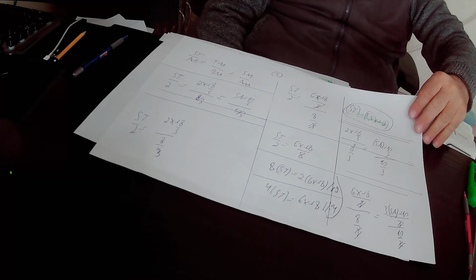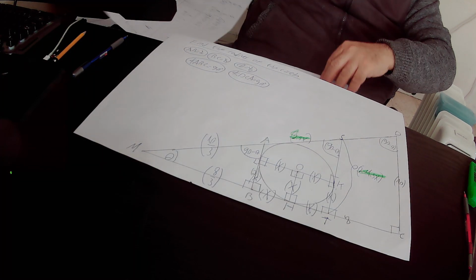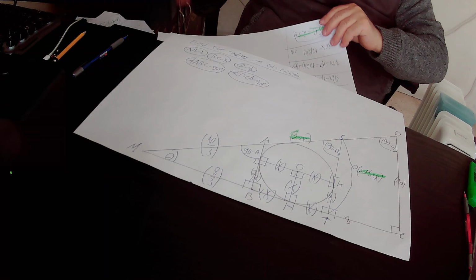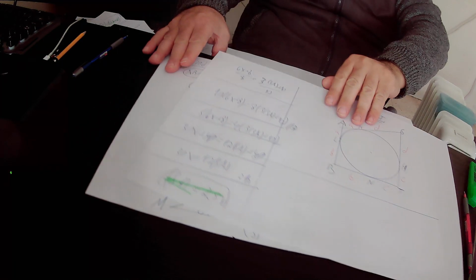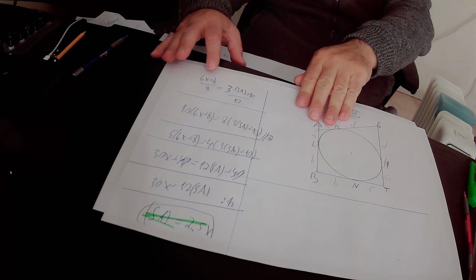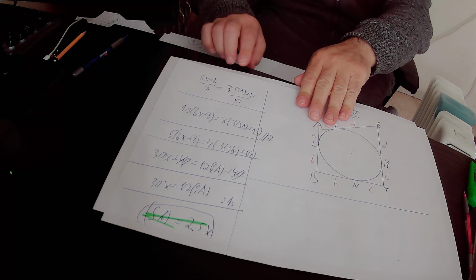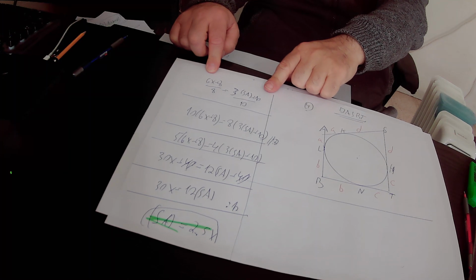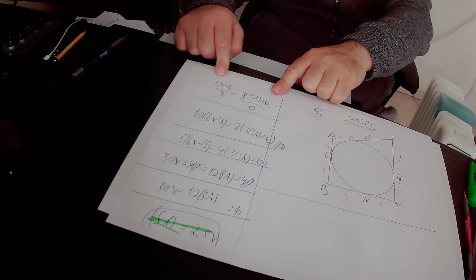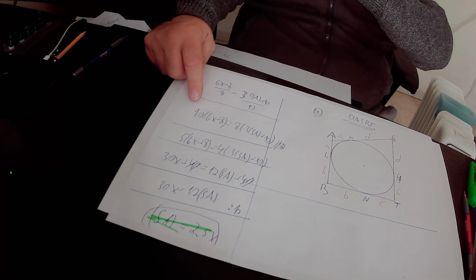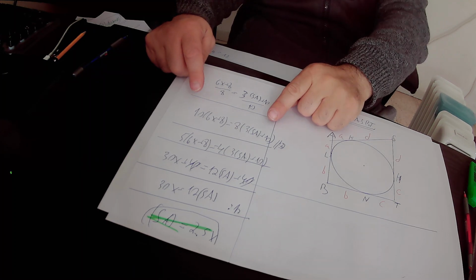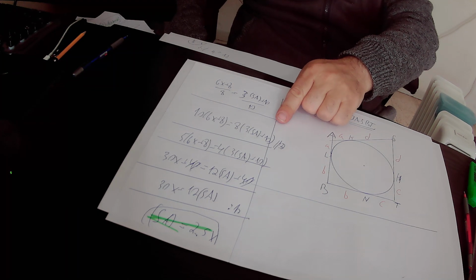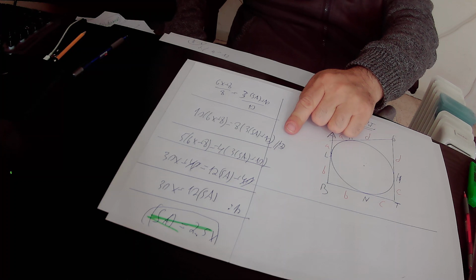So what is left from this equation after we cancel 3 on both sides? We are left only with (6x plus 8) over 8, that is equal to (3 times sa plus 10) over 10. Here we cross multiply this equation and found out that 10 times (6x plus 8) equals 8 times (3sa plus 10). Here we divided this equation by 2.